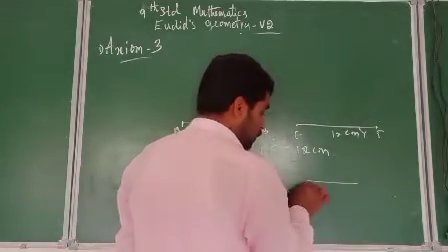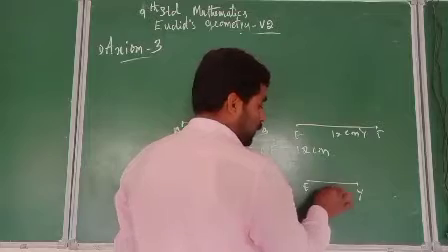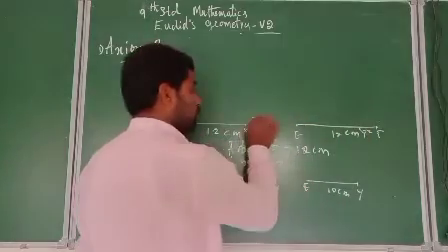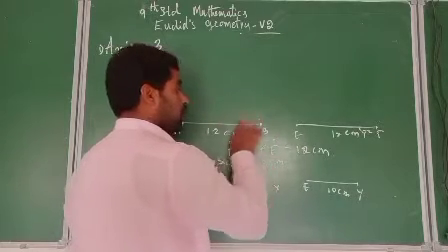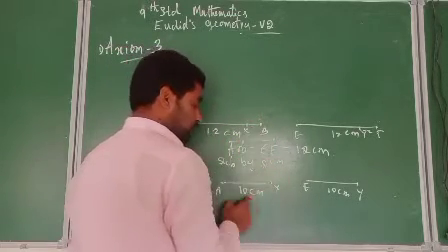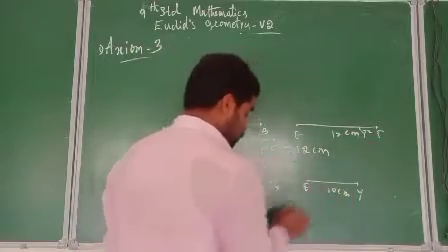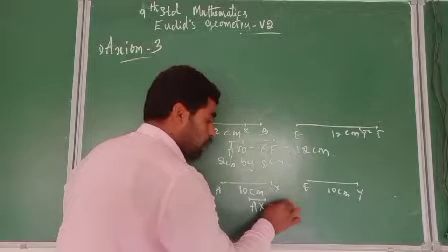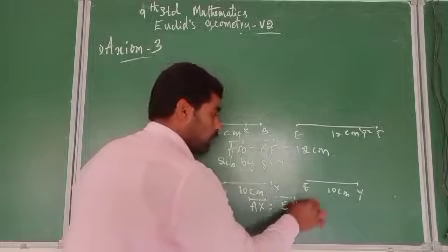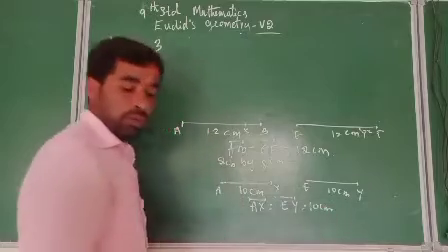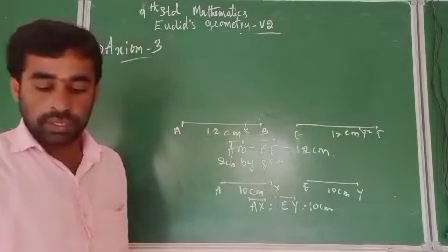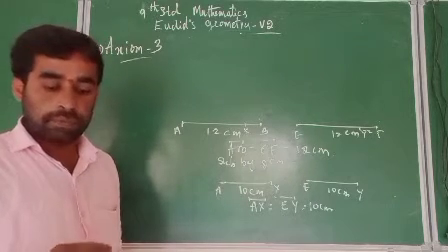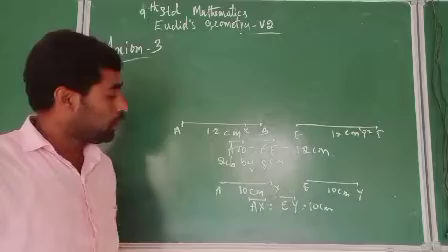EY is equal to what? 10 centimeter, because I have subtracted 2 centimeter. 12 minus 2 is equal to 10 centimeter. Therefore, AX is equal to EY, which is equal to 10 centimeter. So here is axiom number 3: if equals are subtracted from equals, then the remainders are equal.